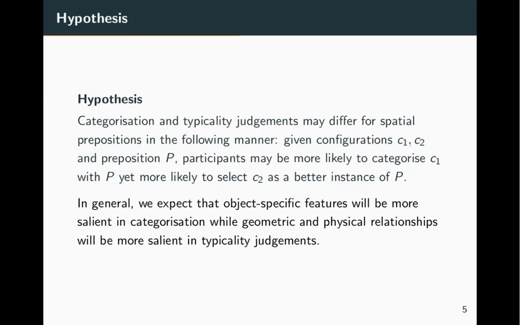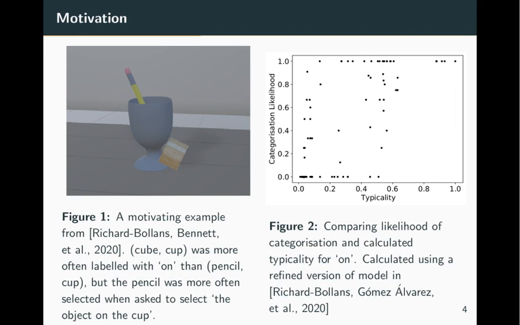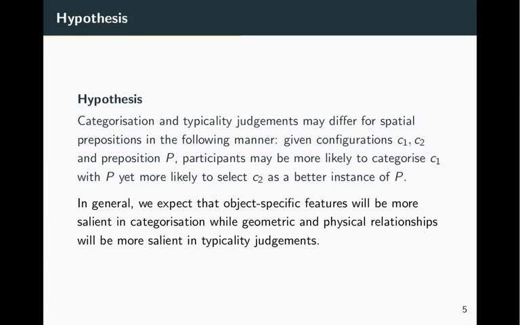So if we look again at the example from the previous slide, the pencil cup configuration appears to be more typical, while the cube cup configuration appears to be a better category member for the preposition on. So the current paper is intended to test this more rigorously, with more examples and more in depth.